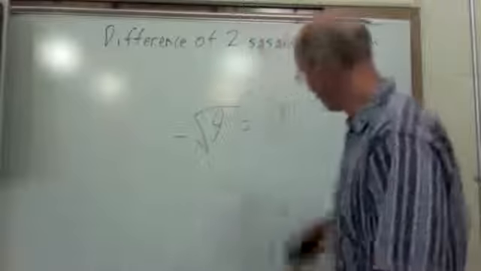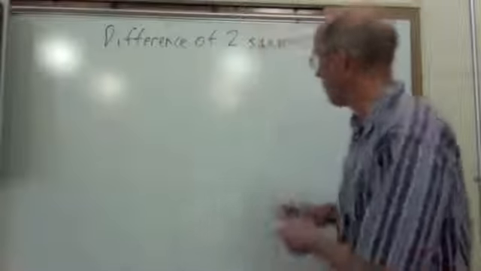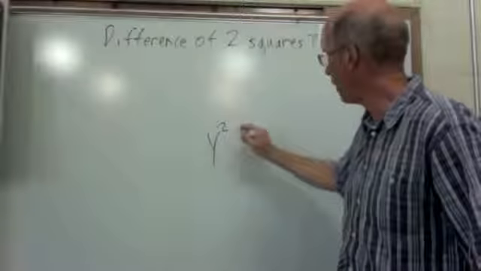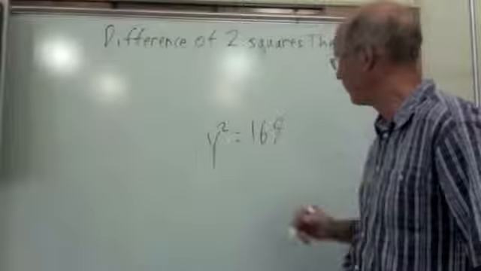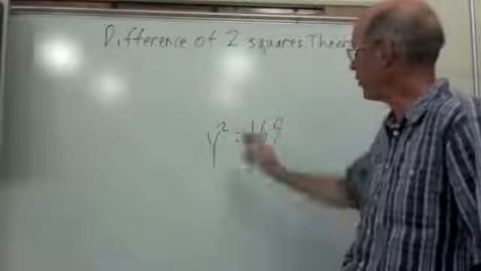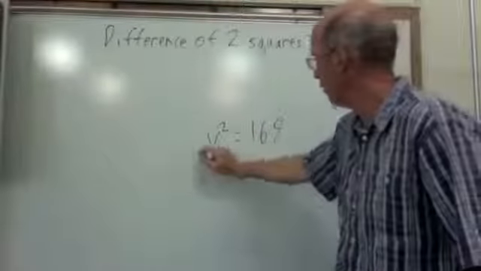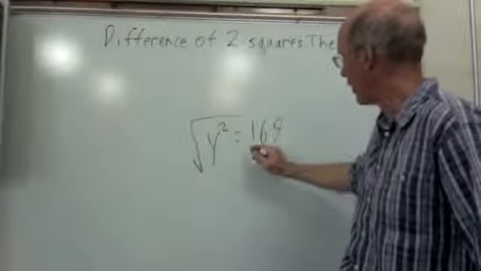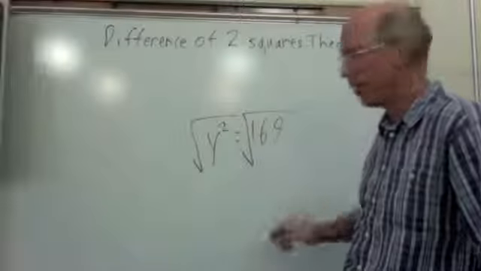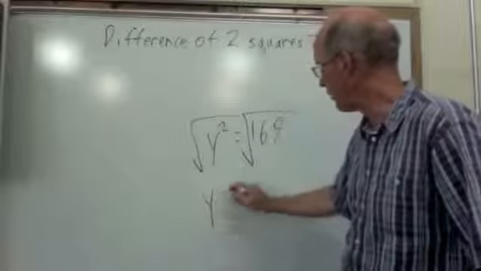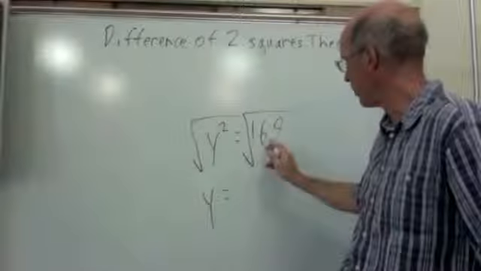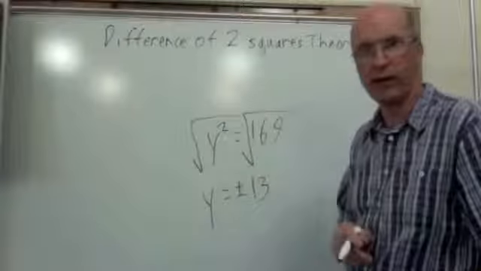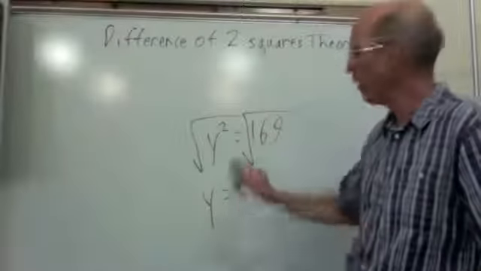It's only when you're solving an equation like y squared equals 169. So you say to yourself, okay, I want to get y, so I take the square root of that. If I take the square root of one side, I've got to take the square root of the other side. Then this gives you y, and that is the square root of 169, which is positive and negative 13. Do you see the difference?